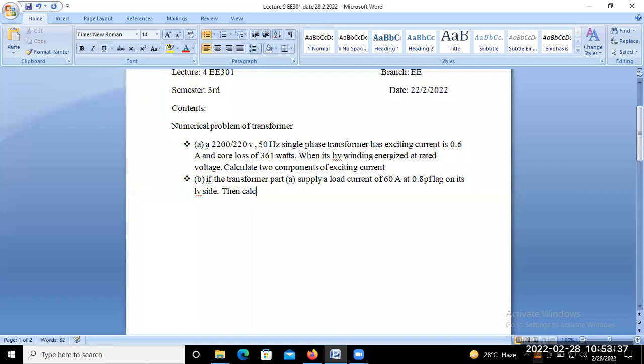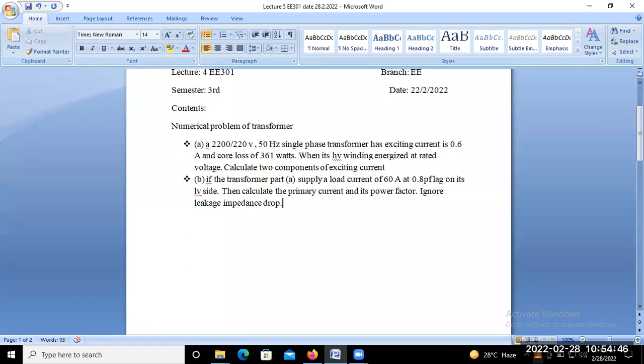Calculate the primary current and its power factor, if we ignore the leakage impedance drop. So this is the statement of the problem.